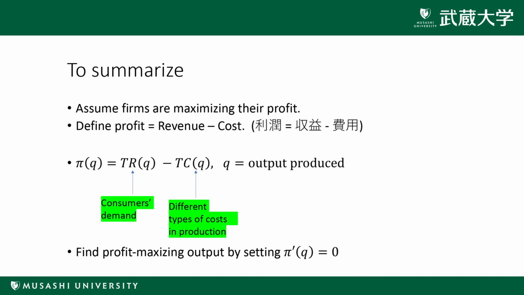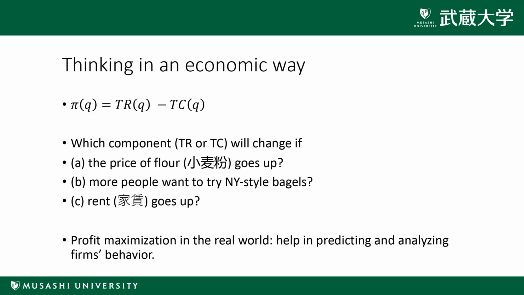Combining these two factors, we can find the profit maximizing output by using the mathematical concept of derivative, by setting the derivative equal to 0.